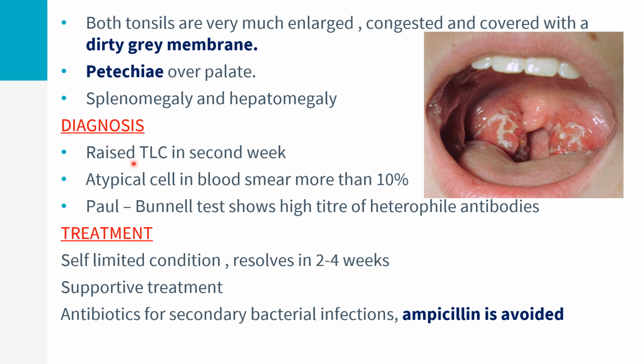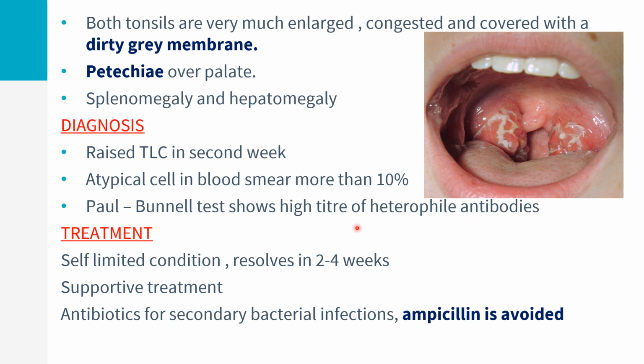Diagnosis. So usually there is raised total leukocyte count in the second week. In the first week, the TLC count is normal. Atypical cells in the blood smear are more than 10%. These atypical cells are nothing but enlarged lymphocytes. Then in the Paul Bunnell test, there is a high titer of heterophile antibodies.